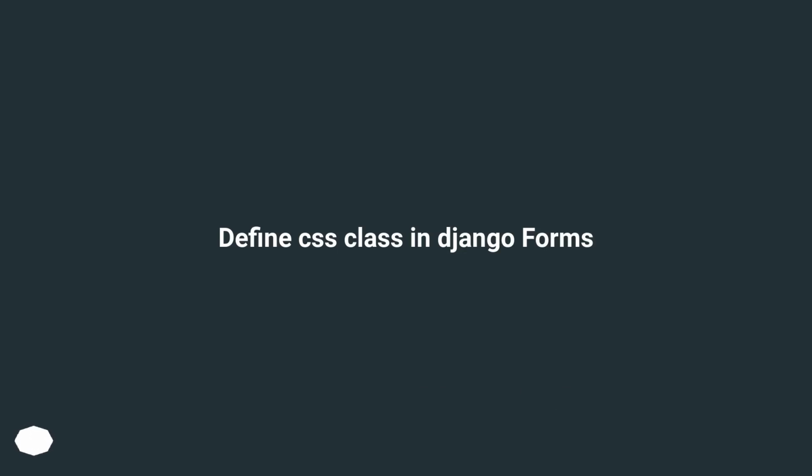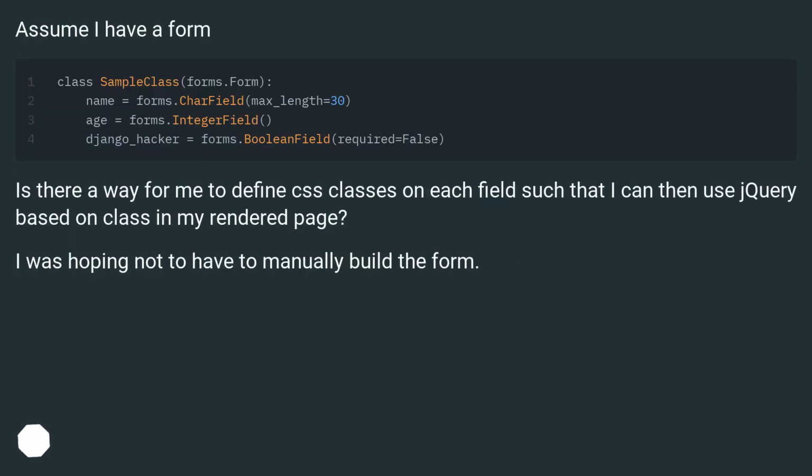Define CSS class in Django forms. Assume I have a form. Is there a way for me to define CSS classes on each field such that I can then use jQuery based on class in my rendered page? I was hoping not to have to manually build the form.